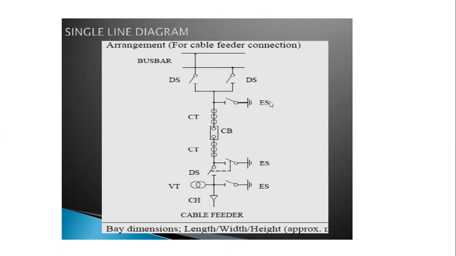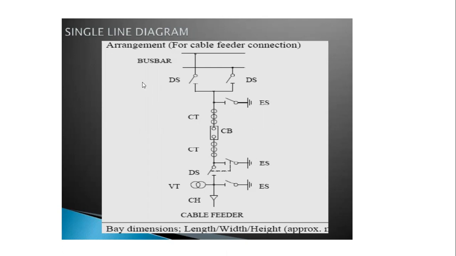This earthing switch is used when any earth fault occurs in the system; then this switch is operated automatically. That is the main use of an earthing switch. And this is the circuit breaker, which is used to give protection under faulted conditions.